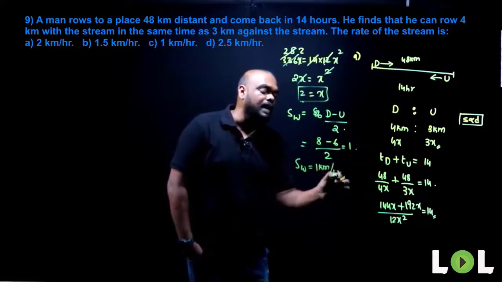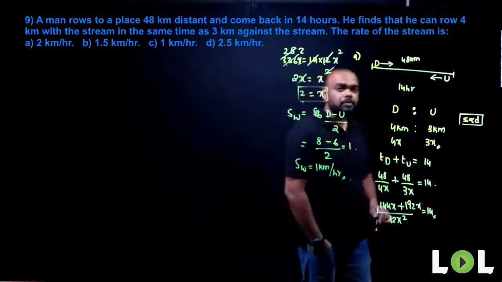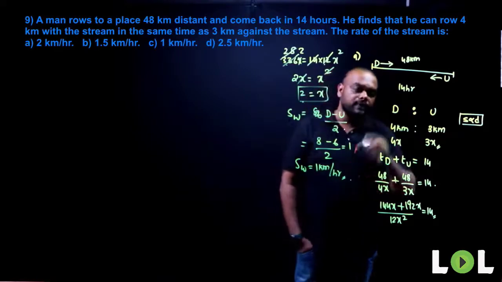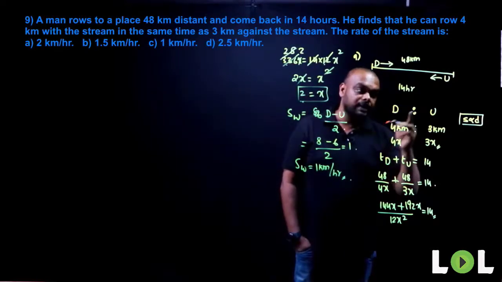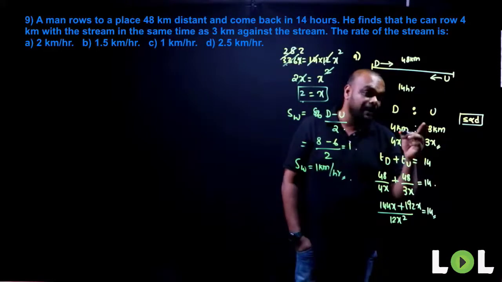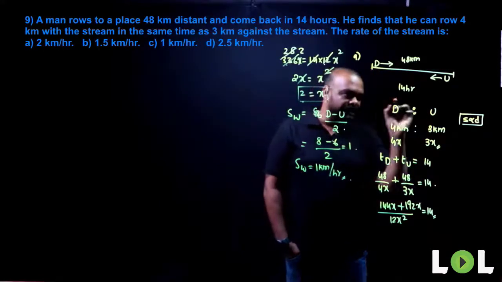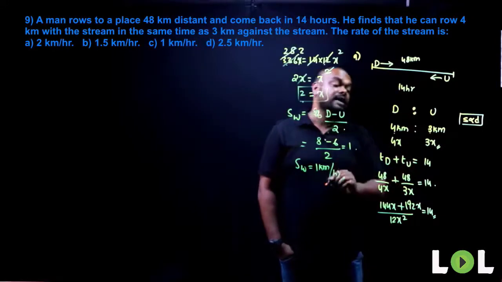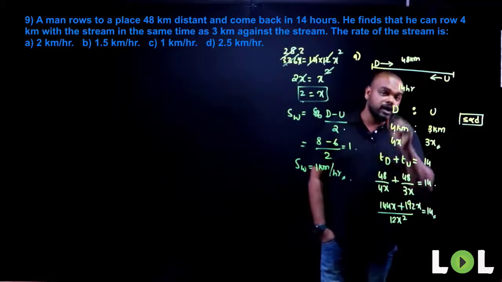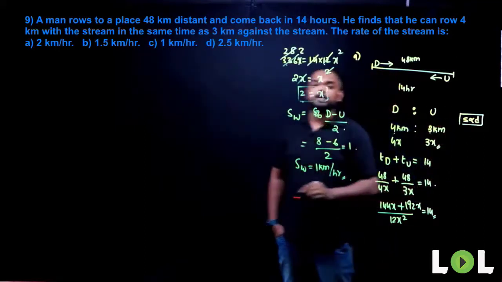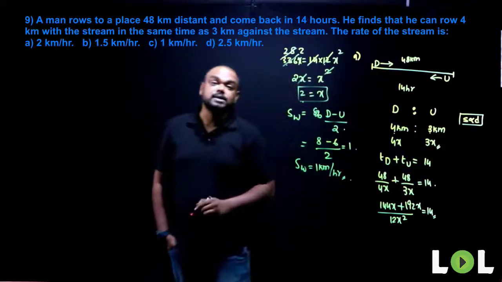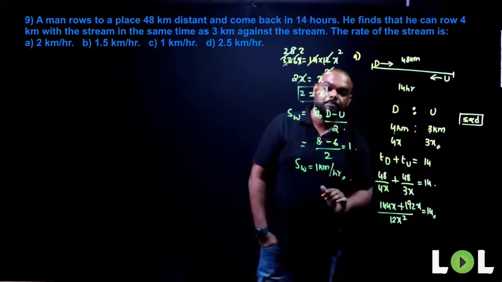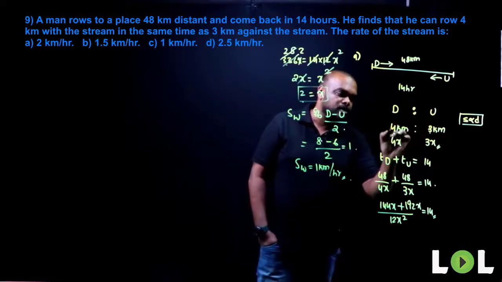I am repeating it one more time. Listen to me carefully. He told in any given point of time, during the downstream, if he can go 4 kilometers, then during the upstream, in the same time, he can go 3 kilometers. Now we know that speed is directly proportional to the distance when the time is constant. So if this is the distance ratio, this can be speed ratio as well. So downstream speed is to upstream speed is 4:3.